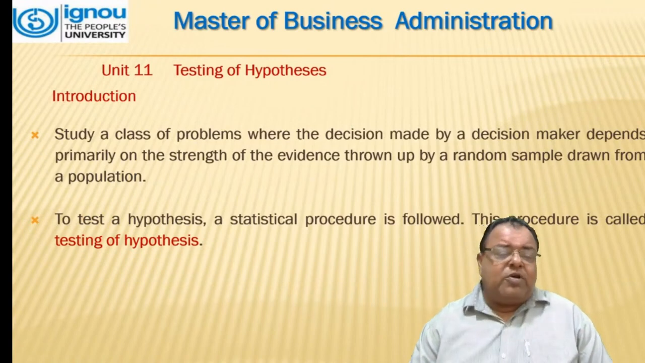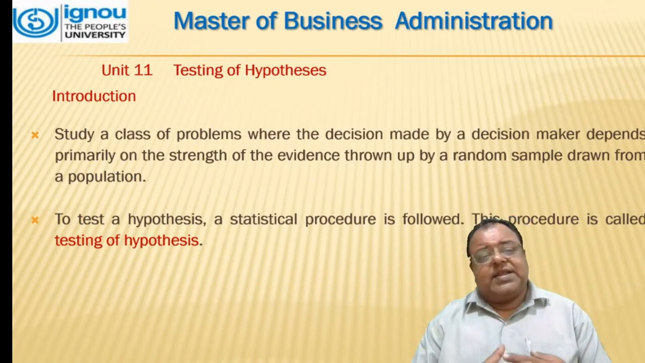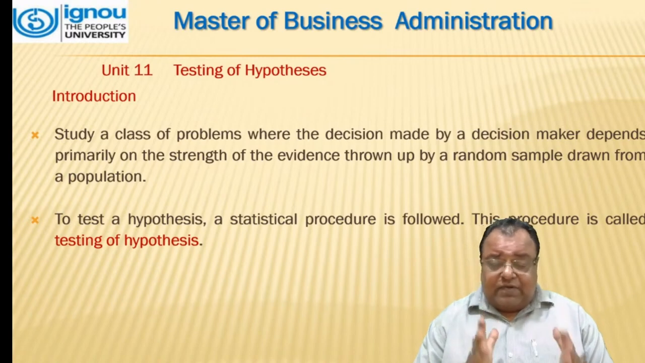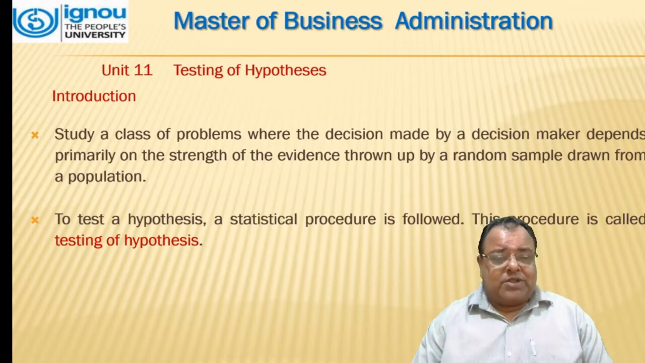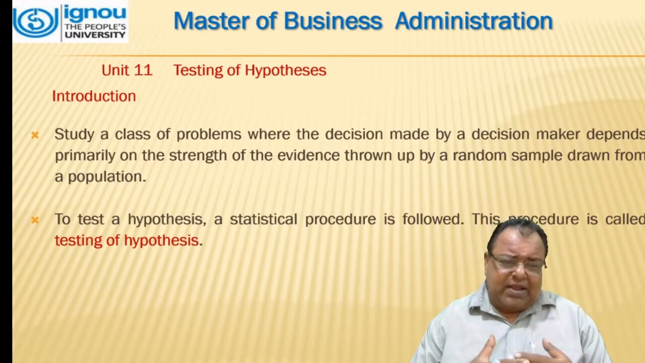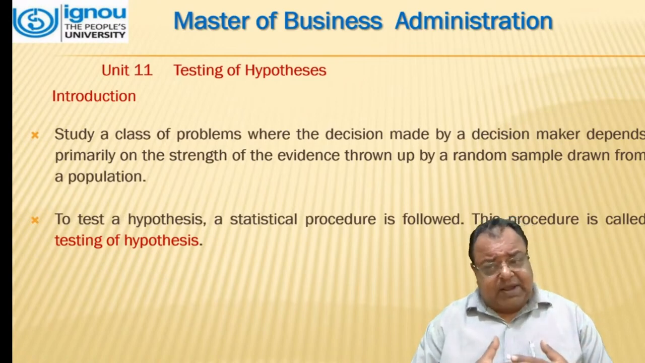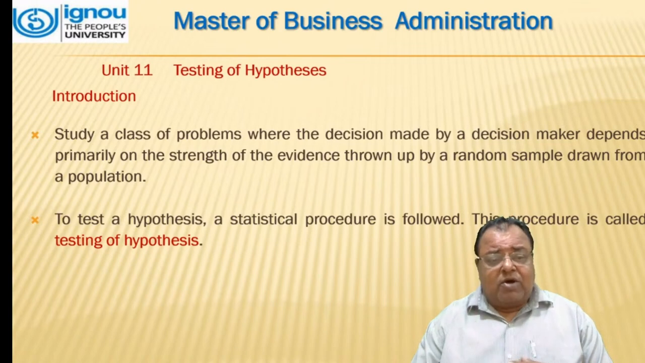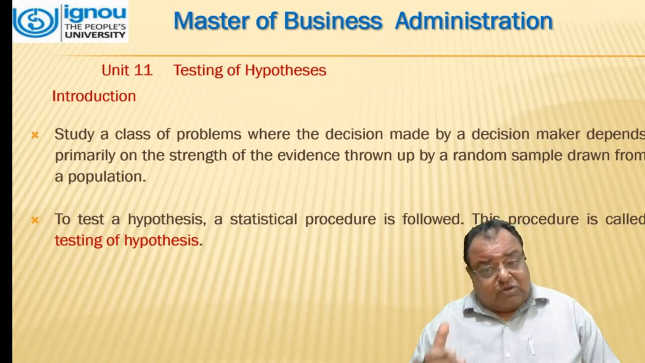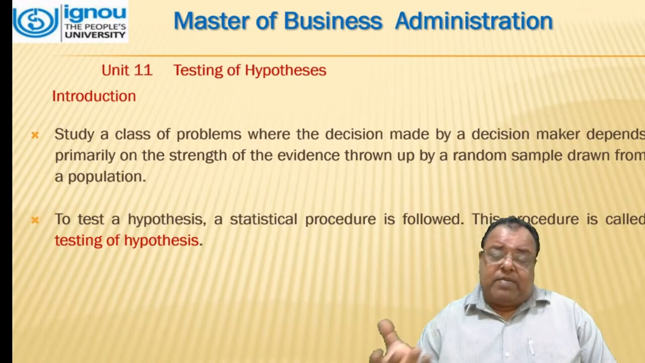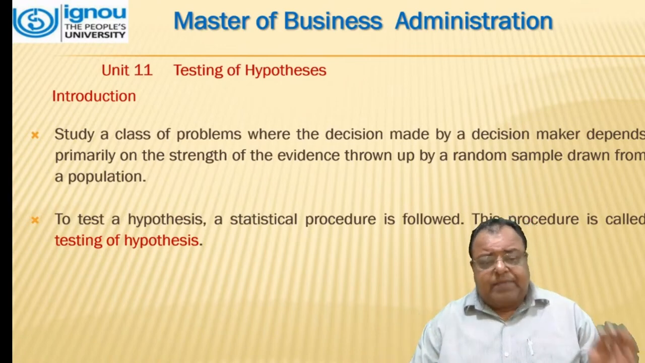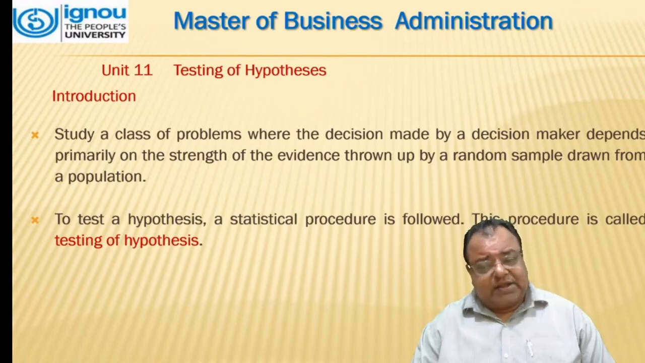Now, we move on to unit 11, that is testing of hypothesis. First of all, we will try to understand what is actually meant by hypothesis. We study a class of problems where the decision made by a decision maker depends primarily on the strength of the evidence thrown up by a random sample drawn from a population. To test a hypothesis, a statistical procedure is followed. This procedure is known as testing of hypothesis.